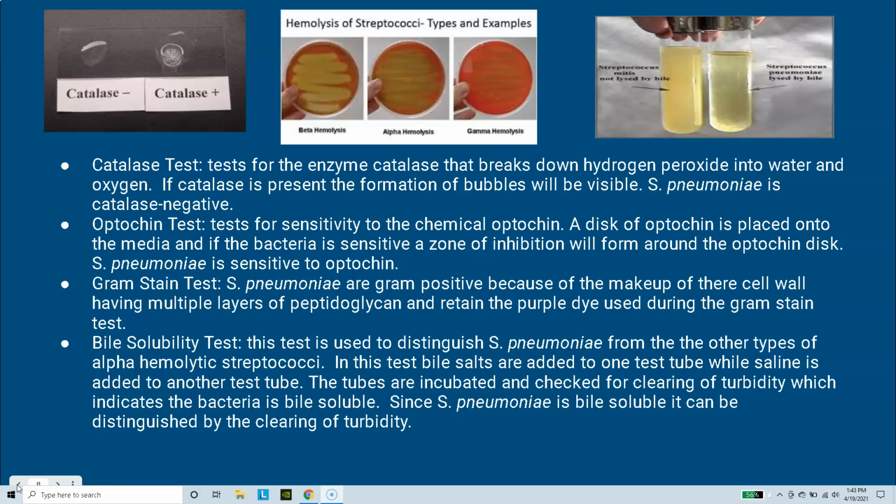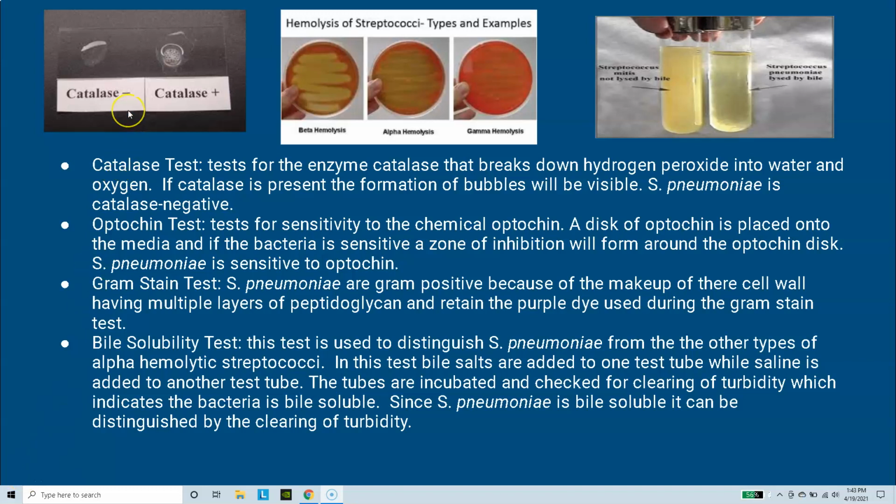The bile solubility test is a test used to distinguish Streptococcus pneumoniae from the other types of alpha hemolytic streptococci. In this test, bile salts are added to one test tube, while saline is added to another test tube. The tubes are incubated and checked for clearing of turbidity, which indicates the bacteria is bile soluble. Since Streptococcus pneumoniae is bile soluble, it can be distinguished by the clearing of turbidity.